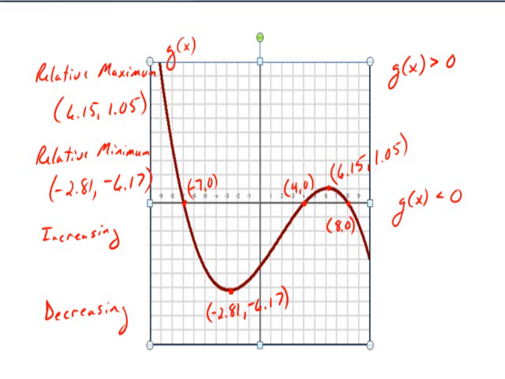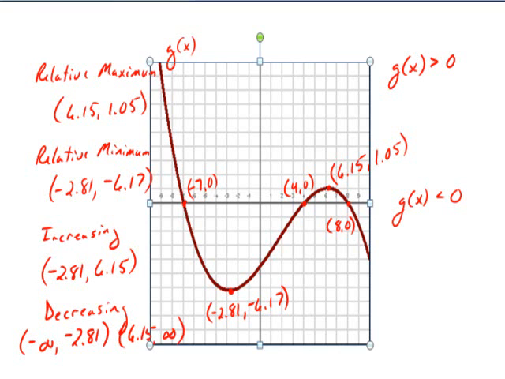The curve increases from an x value of -2.81 to an x value of 6.15. The curve decreases or goes down from left to right from negative infinity to an x value of -2.81. It also goes downward from an x value of 6.15 off to infinity. Again, we're talking about the y values either increasing or decreasing as we go from left to right.